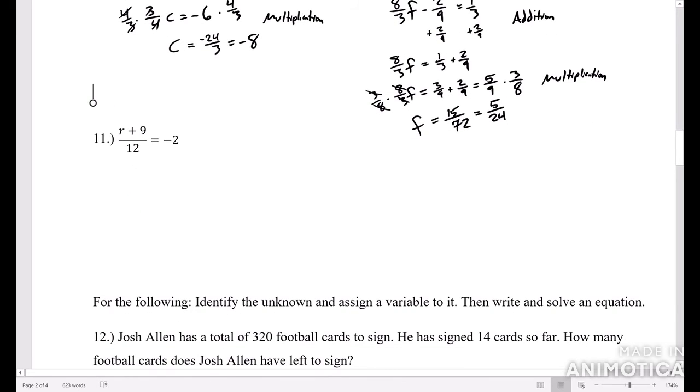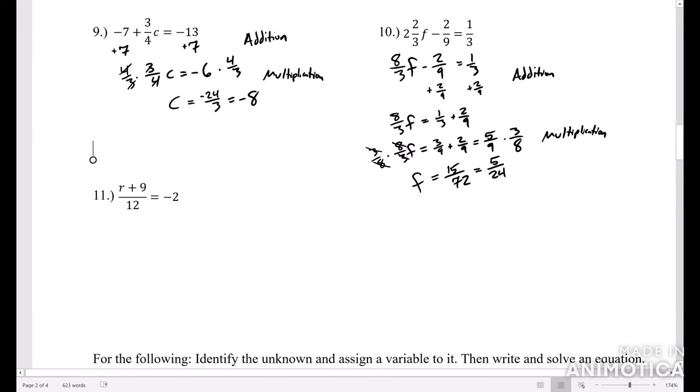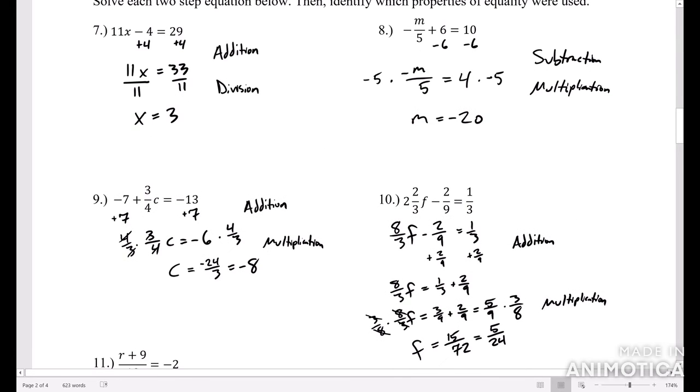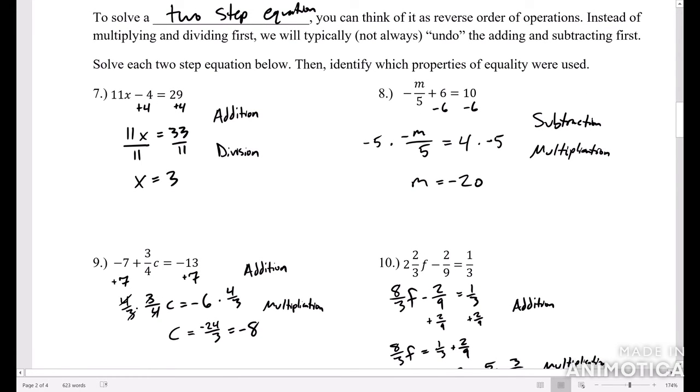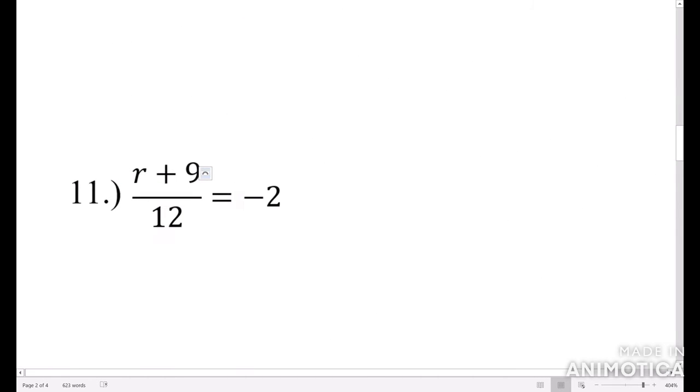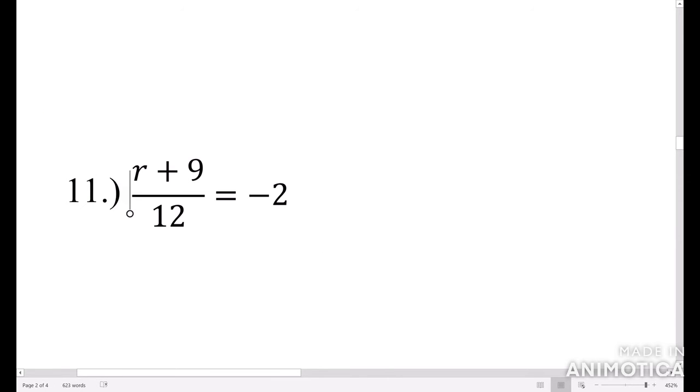I've got one more here before we start to get into some word problems. So number 11, we've got r plus 9 divided by 12 is equal to -2. In this case, I'm going to start by doing something differently. Remember, back up above, I said that typically we're going to undo the addition and subtraction first. In this case, because the r plus 9 is being added together and put over 12, I'm going to do the multiplication by 12 first to get rid of 12, and then I'll subtract afterwards.